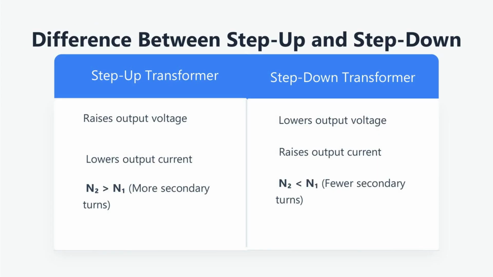Let's explore the differences between step-up and step-down transformers. A step-up transformer increases output voltage while decreasing output current, with more turns in the secondary coil than the primary: number of turns in secondary coil greater than number of turns in primary coil. Conversely, a step-down transformer decreases output voltage and increases output current, having fewer turns in the secondary coil: number of turns in secondary coil less than number of turns in primary coil.